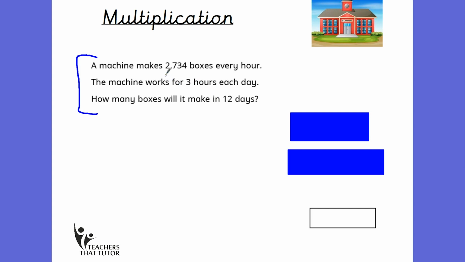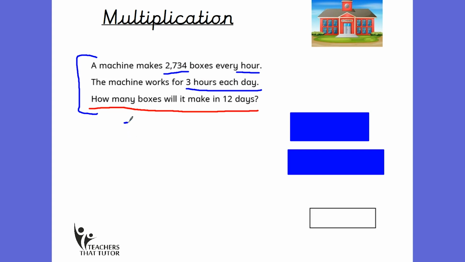A machine makes 2,734 boxes every hour. Okay, so straight away I'm underlining the important information. The machine works for 3 hours each day. And what's it asking for? It's asking us to work out how many boxes will it make in 12 days. So straight away, there's quite a lot of information here, and I would say that there's more than one step. So first of all, how many does it make in each day? Well, it does that many in an hour, but it works for 3 hours a day.